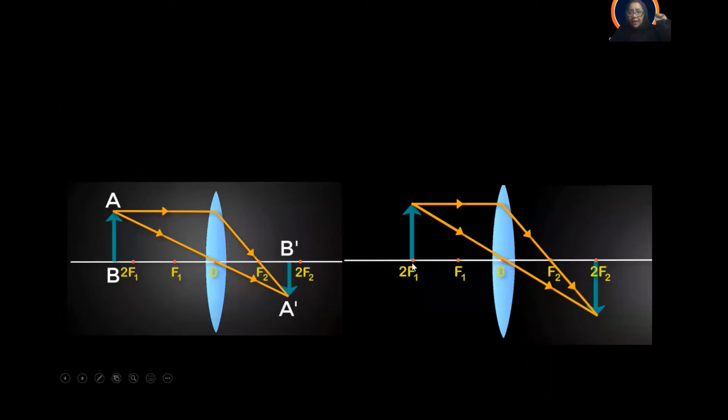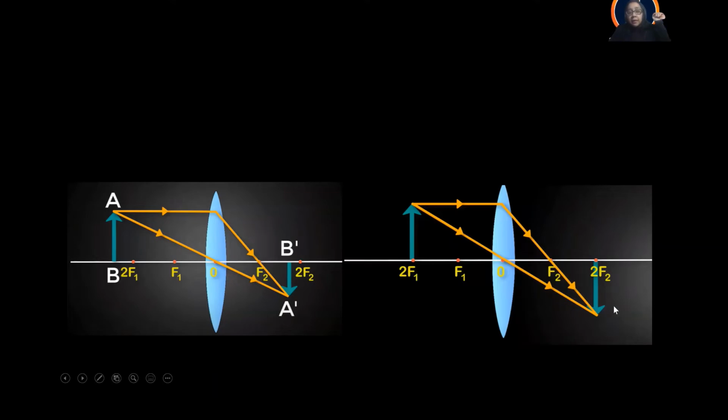Now, whenever we drag it to 2f1, we see that the object size is the same. That is, the object height and the image height will be the same. And secondly, the image position will be at 2f2. So if the object position is at 2f1, then the image position is at 2f2.